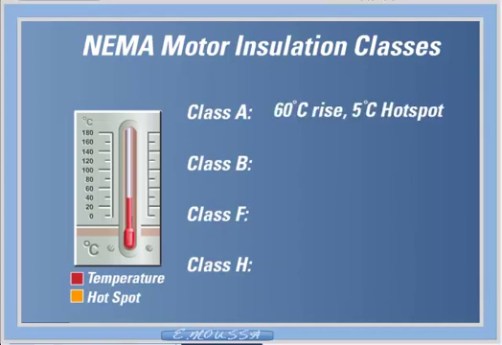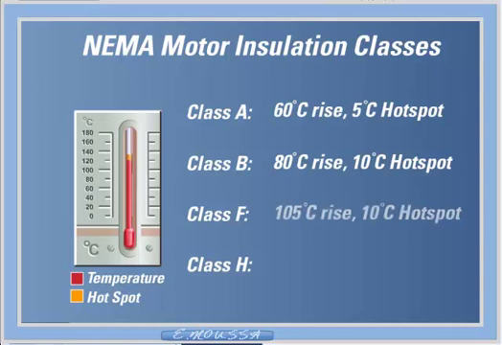For Class A insulation, the maximum rise is 60 degrees Celsius with a hot spot of 5 degrees Celsius. For Class B insulation, the maximum rise is 80 degrees Celsius with a hot spot of 10 degrees Celsius. For Class F insulation, the maximum rise is 105 degrees Celsius with a hot spot of 10 degrees Celsius. And for Class H insulation, the maximum rise is 125 degrees Celsius with a hot spot of 15 degrees Celsius.